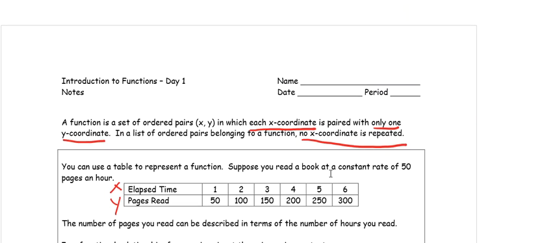And of course, the definition of a function, that it is a set of ordered pairs in which each x-coordinate is paired with only one y-coordinate. In a list of ordered pairs belonging to a function, no x-coordinate is repeated. That is the crux of what a function is.